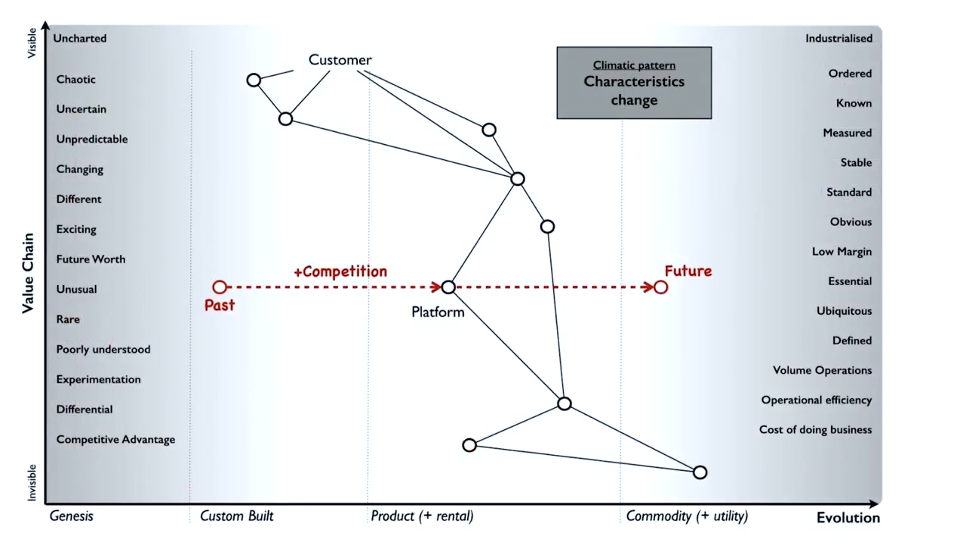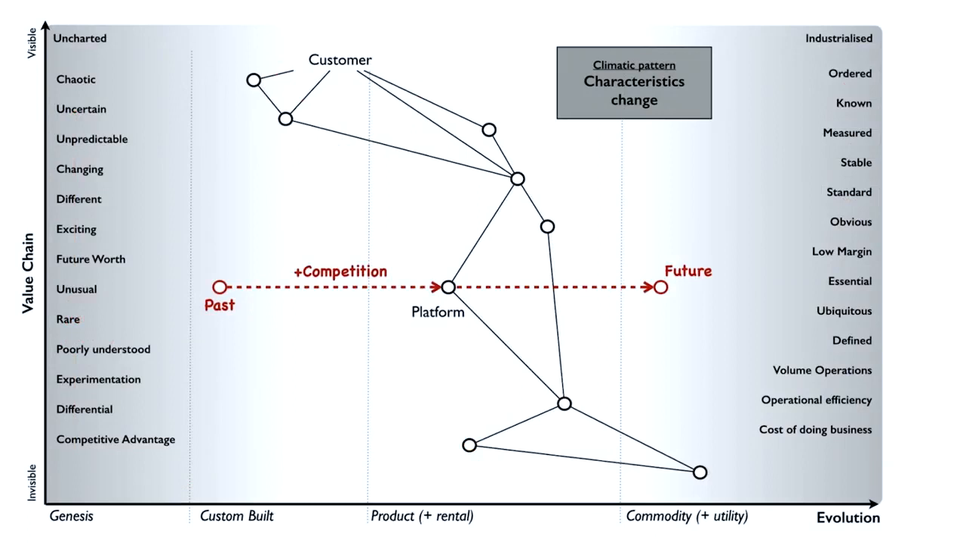On the left side of the map, from the top down, read uncharted, chaotic, uncertain, unpredictable, changing, different, exciting, future worth, unusual, rare, poorly understood, experimentation, differential, competitive advantage. On the right side, from the top down, read industrialized, ordered, known, measured, stable, standard, oblivious, low margin, essential, ubiquitous, defined, volume operations, operational efficiency, cost of doing business.